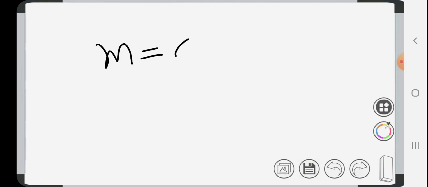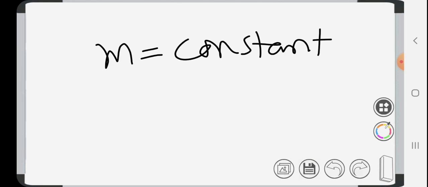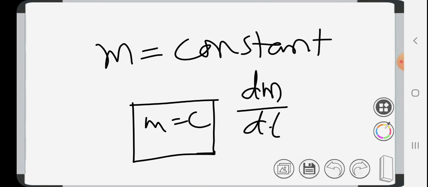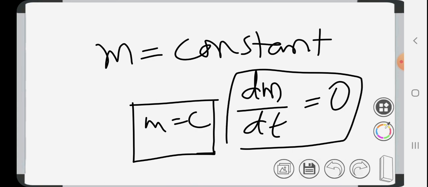Mass conservation is nothing but m is constant. Mass is neither created nor destroyed. So that's the idea behind mass conservation. If you are taking a particular system with a fixed mass, m is constant. That means m does not change for that particular system with respect to time. So with respect to time means dm by dt equal to 0. So this is the equation for conservation of mass for a particular system.